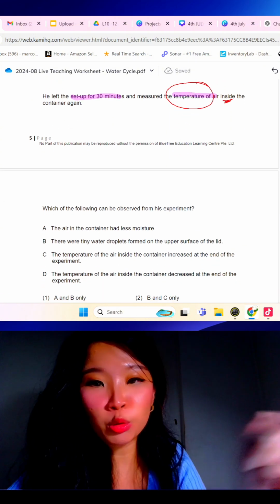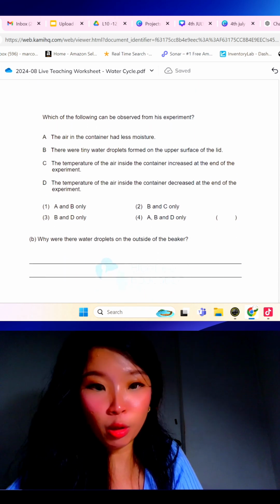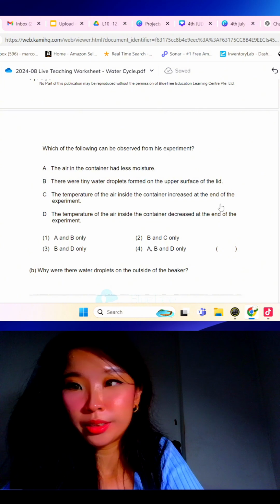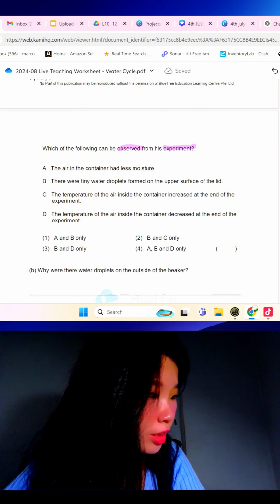Question 4, skip first. We do this one first. Can I skip? No time. Yes, open-ended. You observe the experiment. Can you type in your answer?